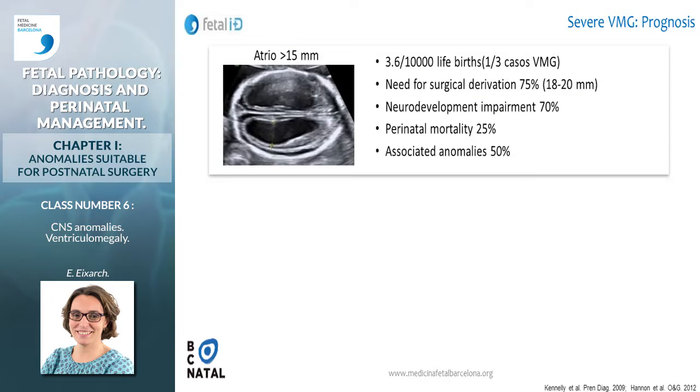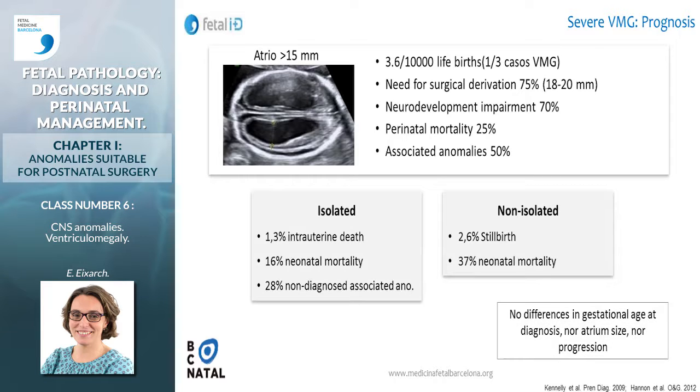What about severe ventriculomegaly? We have to know that they represent a third of cases of ventriculomegaly and it is diagnosed when the atrium is more than 15 millimeters. In cases of severe ventriculomegaly, the necessity of surgical derivation is high, up to 75%, and globally, the neurodevelopmental impairment is around 70%.